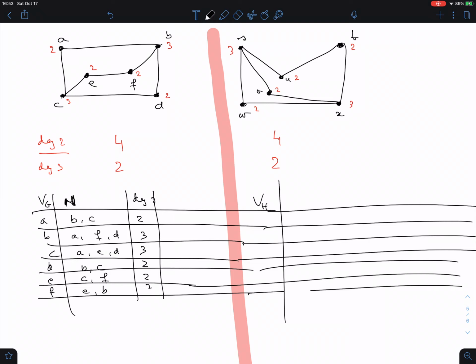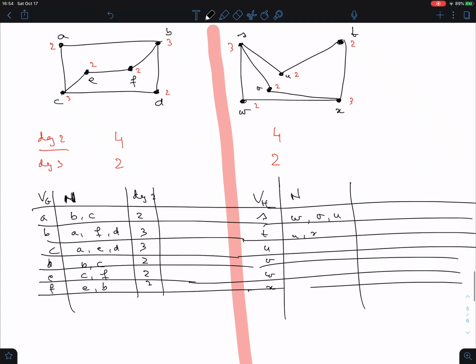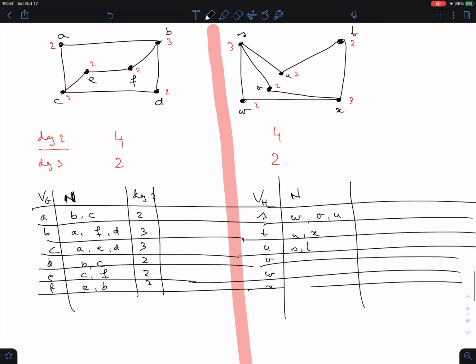Okay, so now S, T, U, V, W, and X. What are the neighbors? The neighbors of S are W, V, and U. T has neighbors U and X. U has neighbors S and T. V has neighbors S and X. W has neighbors S and X.